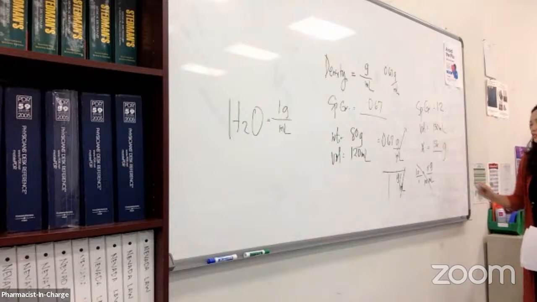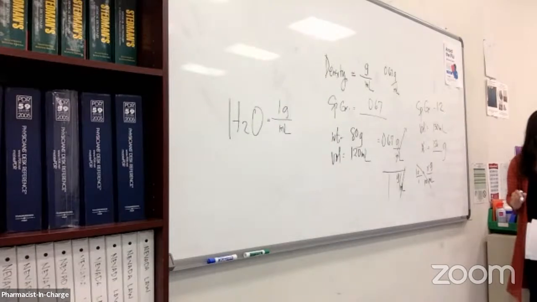Correct, 156 grams. Do not do 156.0. Drop that trailing zero. It will be misread or misinterpreted as 1,560. Remember the rules. You follow?